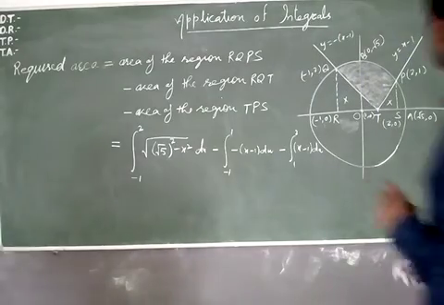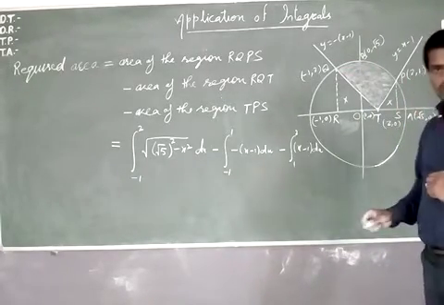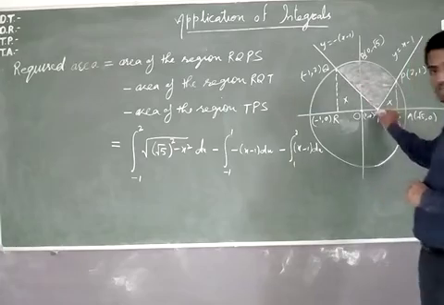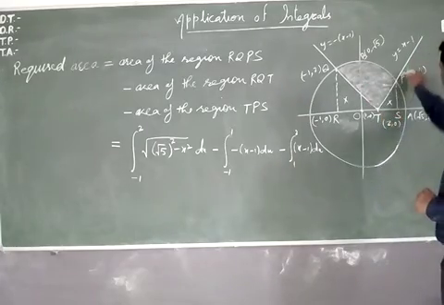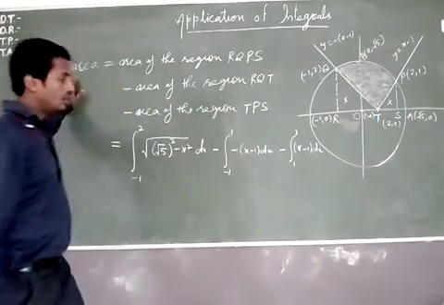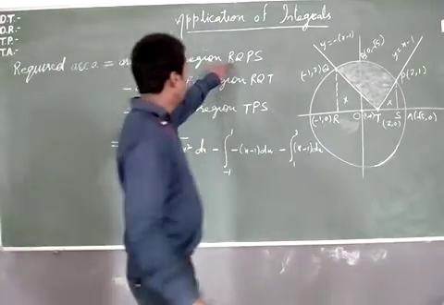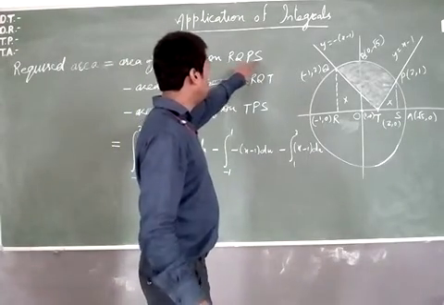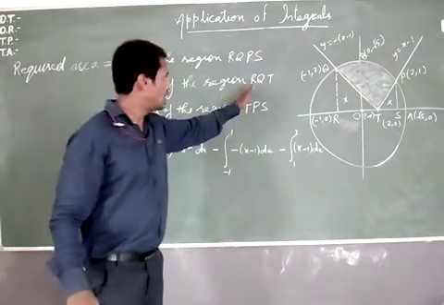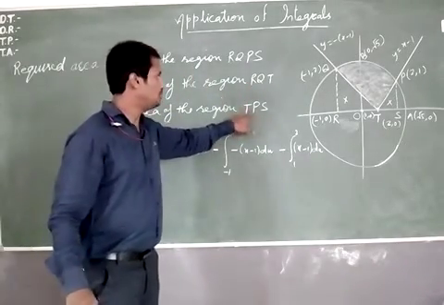To find the required area RQPS, the shaded region, we will subtract the area of RQT and the area of TPS. That is, the shaded area equals the area of the region RQPS minus the area of the region RQT minus the area of the region TPS.